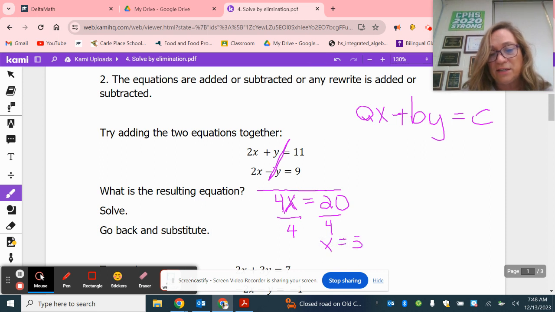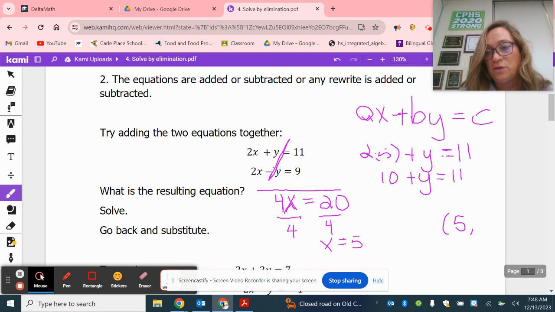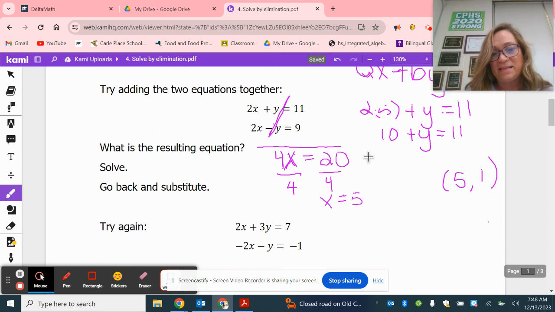Once you get your x equals 5, you have the first part of your ordered pair, but you don't have the whole ordered pair. So you just go back and pick one of the equations and substitute in. So 2 times 5, plus y equals 11. So 2 times 5 is 10. 10 plus y equals 11. So y has to be 1 because 10 plus 1 is 11. And that's how you find the ordered pair.